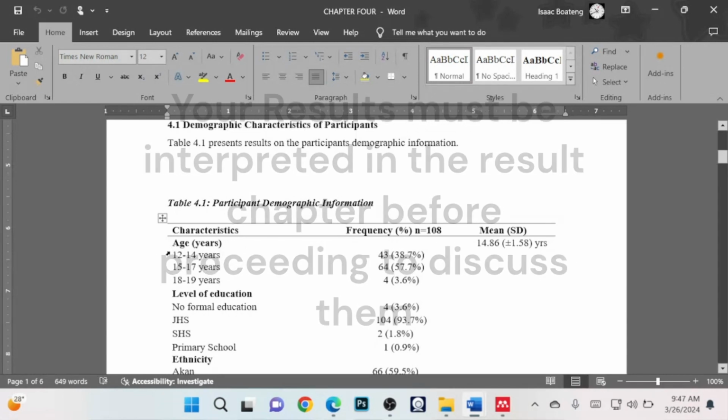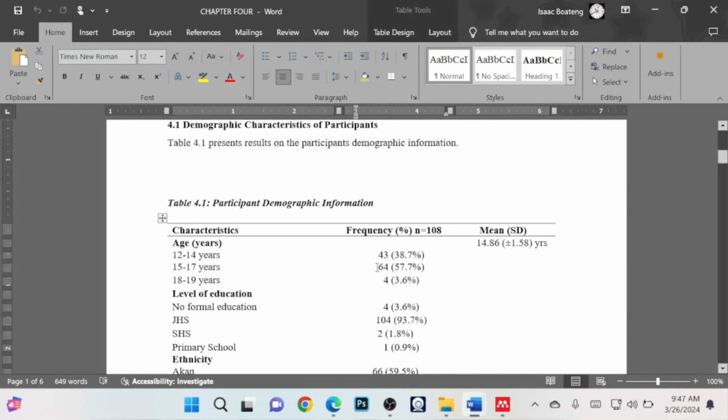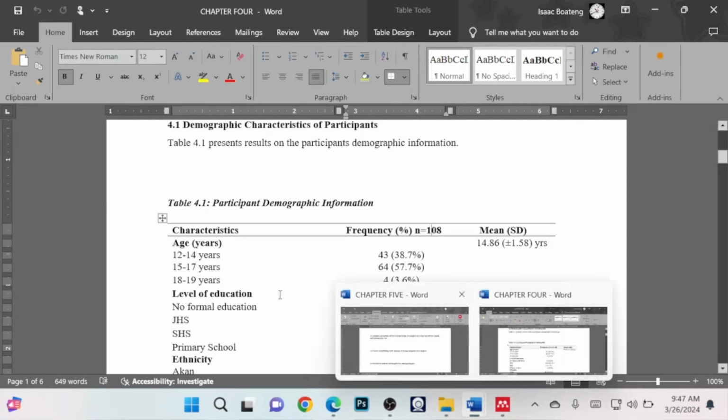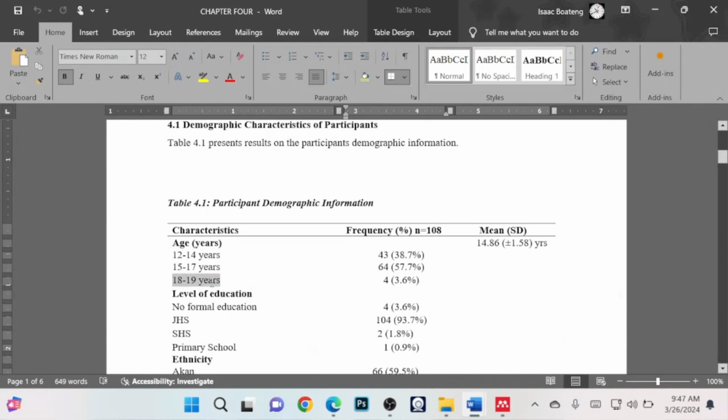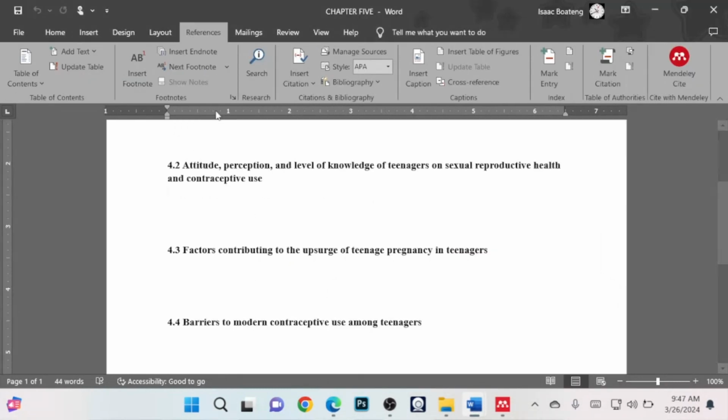So quickly, if I look at these results, I can see that there is a particular age range as far as the demographic characteristics of the participants are concerned. The age range is from 12 to 14, 15 to 17, 18 to 19. So I'll look at the highest frequency as far as the age range is concerned, and that is 15 to 17 years. The frequency is 64 out of 108, and that is 57.7%. So I can come to my results section, copy this age range, and set it here.